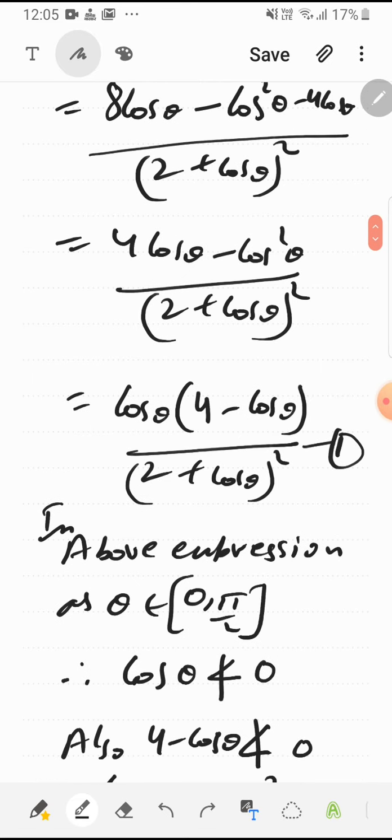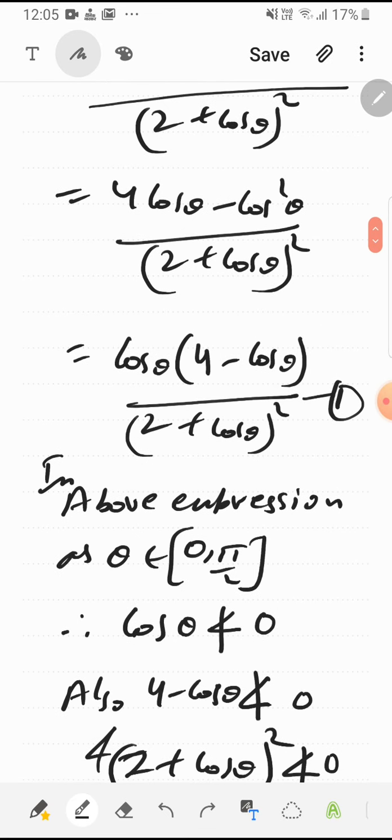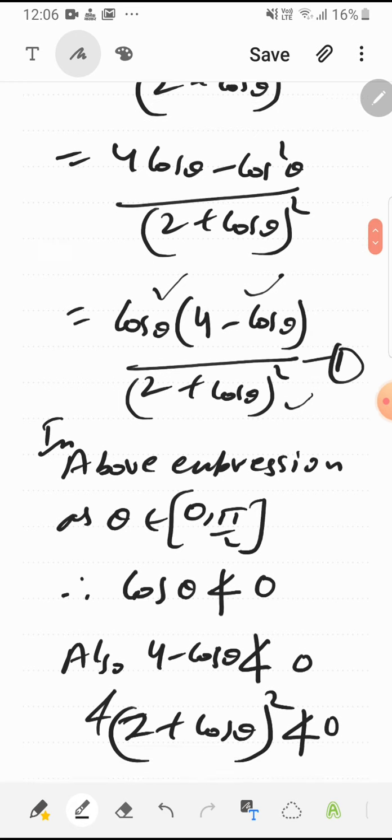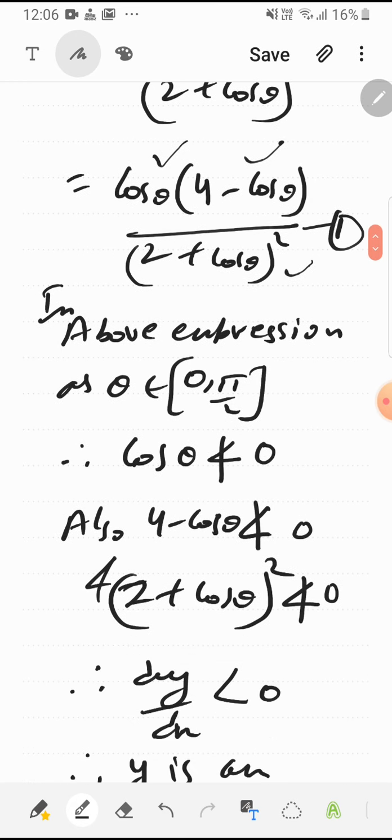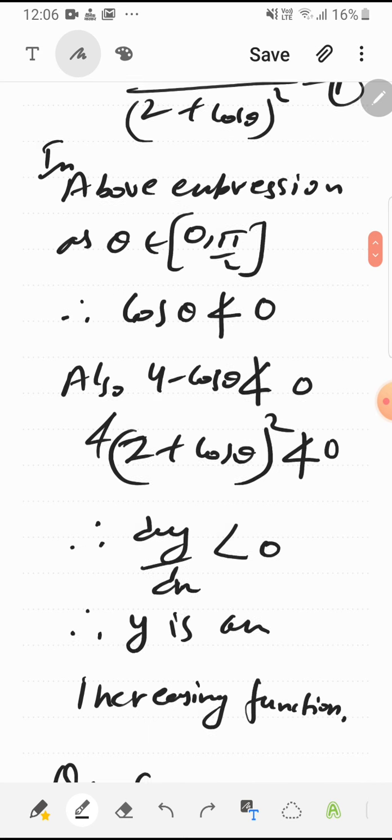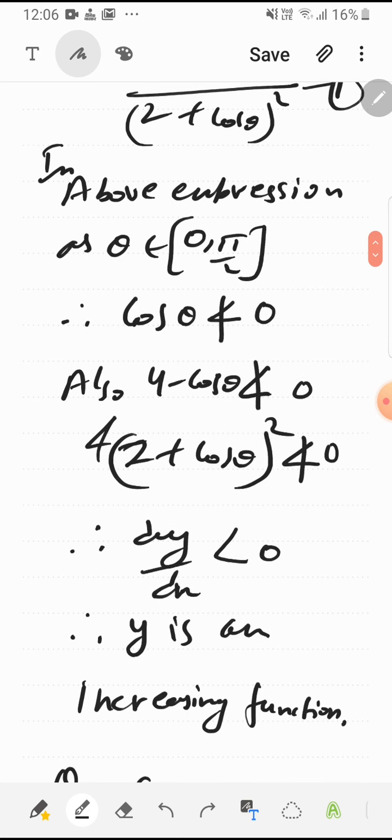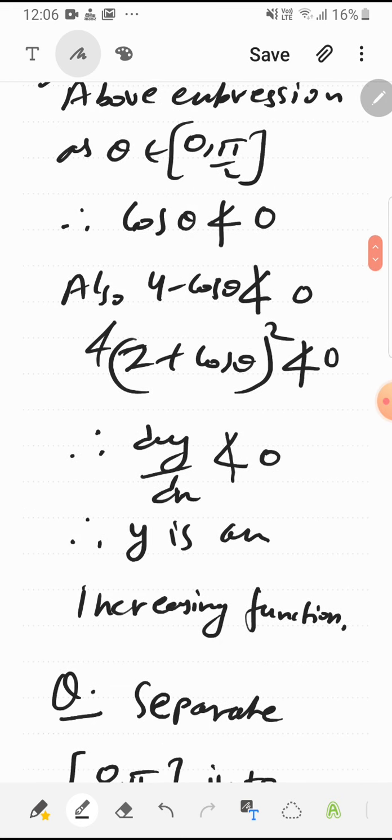Now as theta belongs to the closed interval 0 to pi by 2, cos in the first quadrant can't be negative, and 4 is always greater than cos theta for any theta, and the denominator being a perfect square can't be negative. So we can say that expression 1 can't be negative, so that means the derivative can't be less than 0. So y is an increasing function.